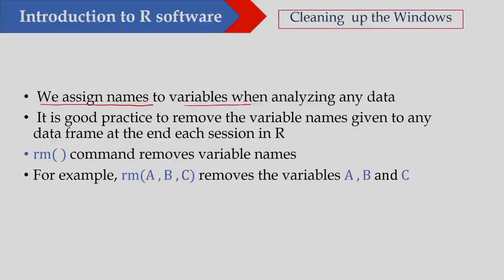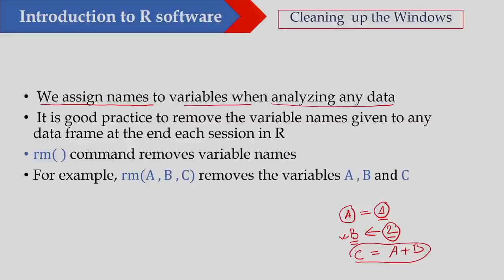We assign names to variables when analyzing any data. I will show you. Suppose I have shown you that I would like to put a equal to 1. That means a is a variable and I am assigning a value equal to 1, b is 2. I am assigning a value 2 to the variable b, and similarly I am calculating c equal to a plus b. Then I am executing this particular line, c equal to a plus b. Therefore, the value of c will be equal to 3 in this case, because a equal to 1 and b equal to 2. So, you should get 3.